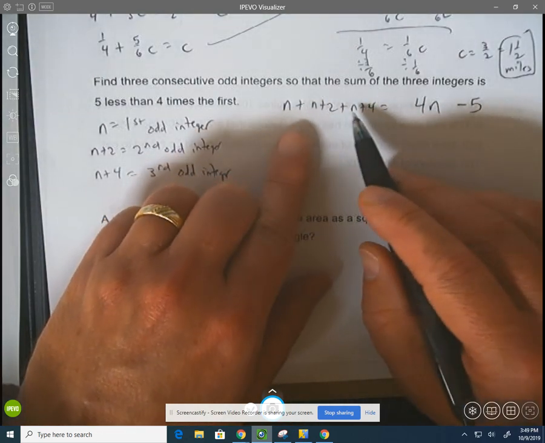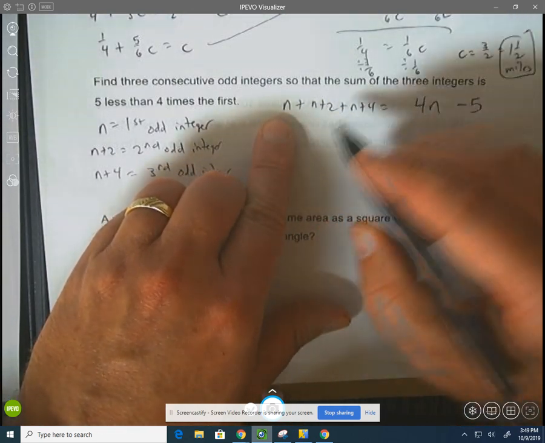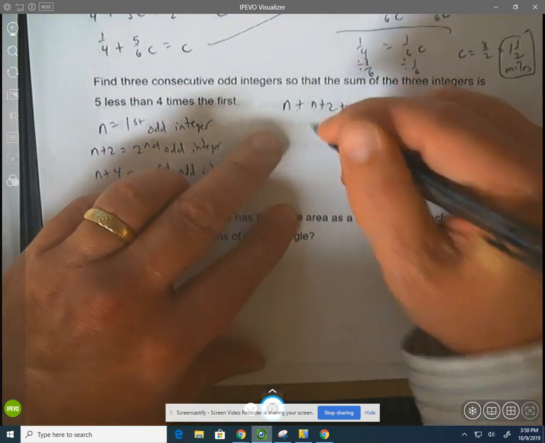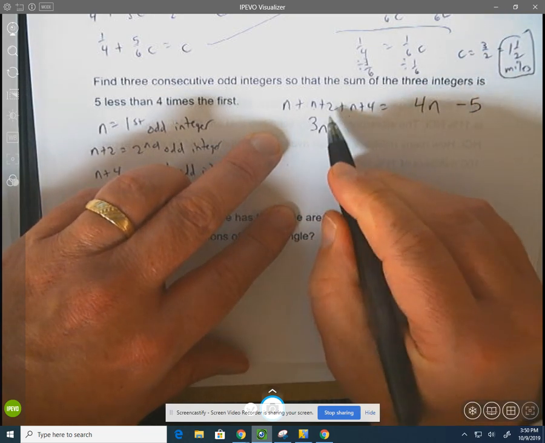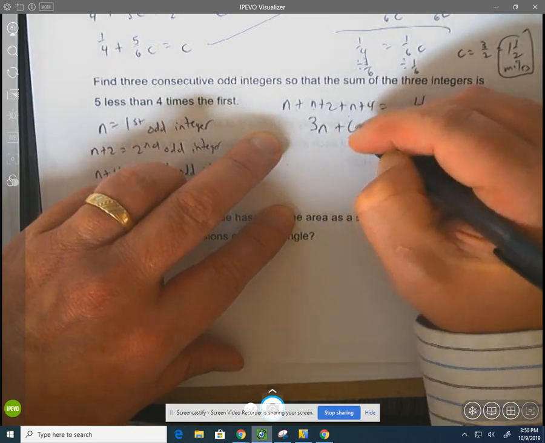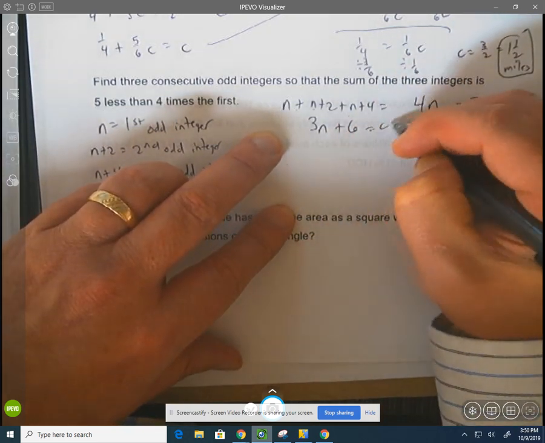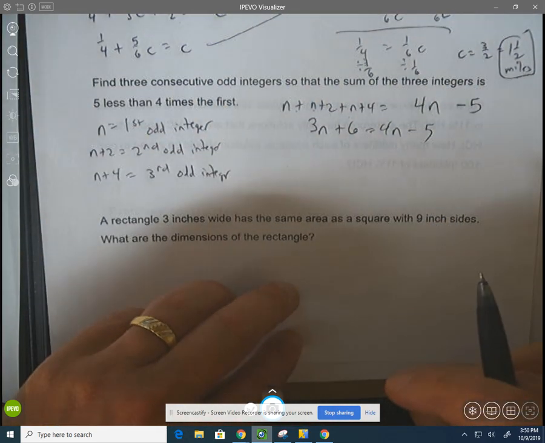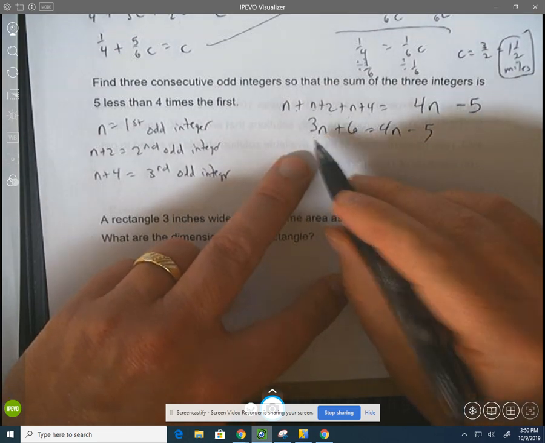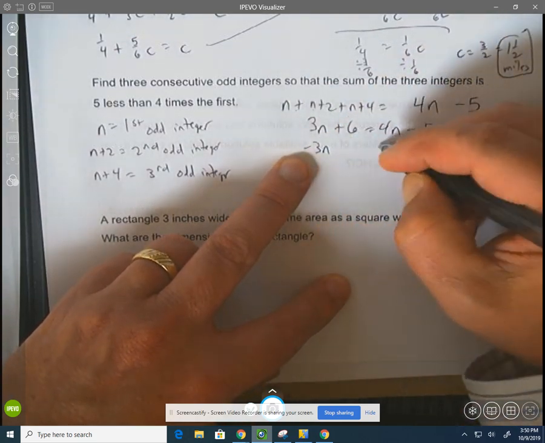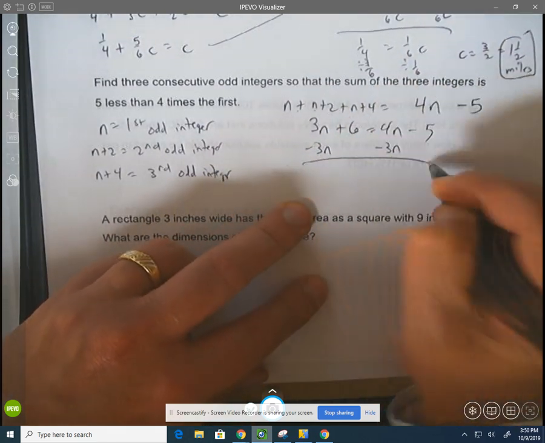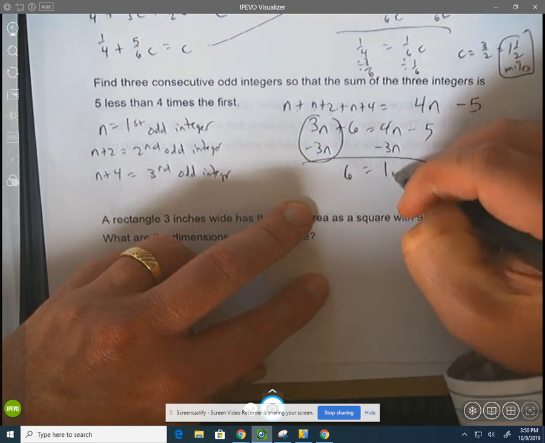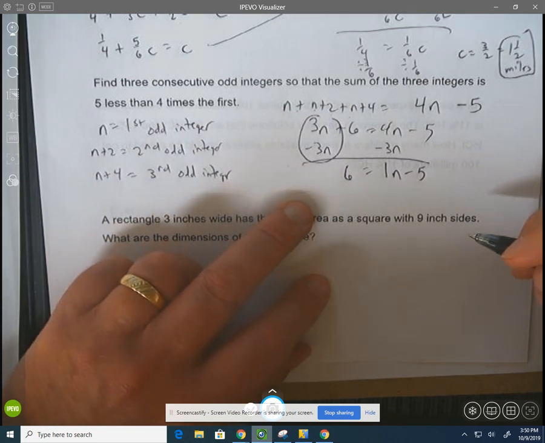Again, I look and see if I can simplify, and on the left-hand side, I've got n plus n plus n, or 1n plus 1n plus 1n. That's 3n. And 2 plus 4 is 6. Not much I can do over here, so that's still just 4n minus 5. I've got an equation with variables on both sides, so I can subtract 3n on both sides. That zeroes out, so I get 6 equals 1n minus 5.